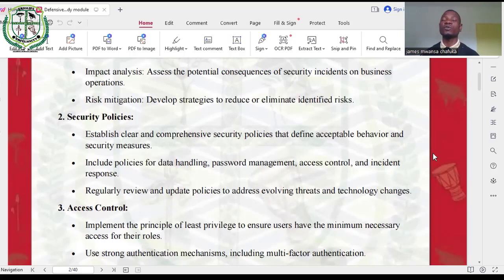Under security policies, we shall look at different points. The first point we are emphasizing is to establish clear and comprehensive security policies that define acceptable behavior and security measures. It is very important that you put up good security policies that can actually help out.